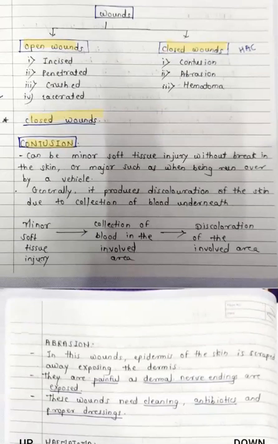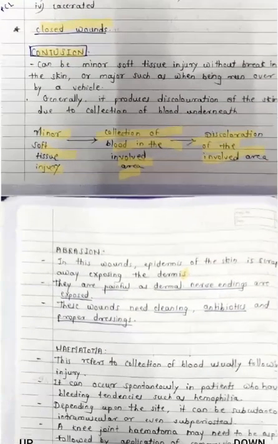So what exactly happens in contusion? In contusion, there will be a collection of blood in the involved area, and there will be discoloration of the involved area. So a minor soft tissue injury will result in a collection of blood in the involved area, and that will result in discoloration of the involved area. So this is contusion.